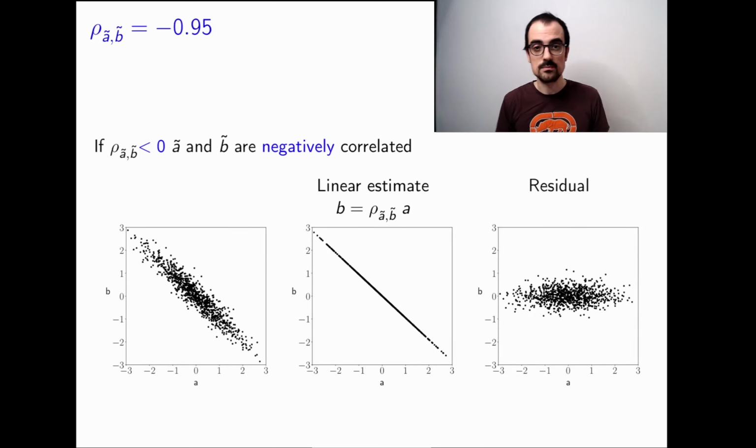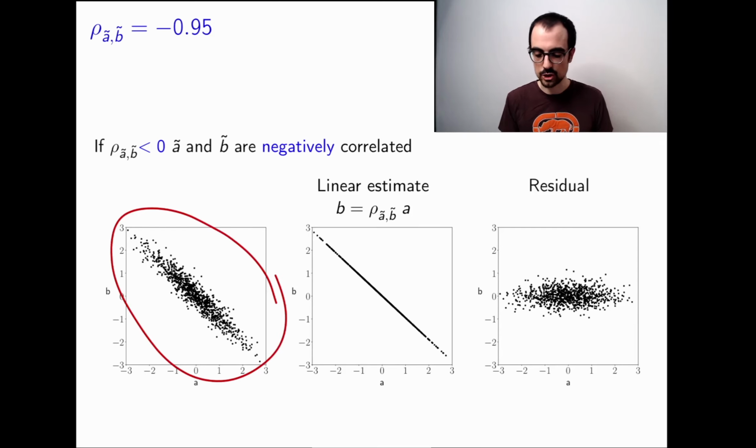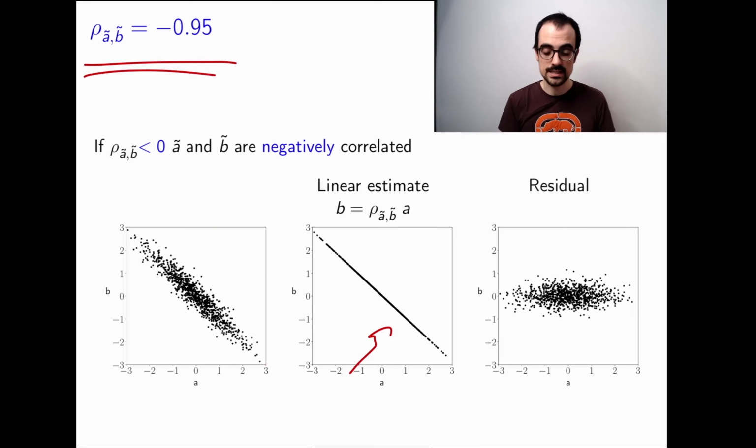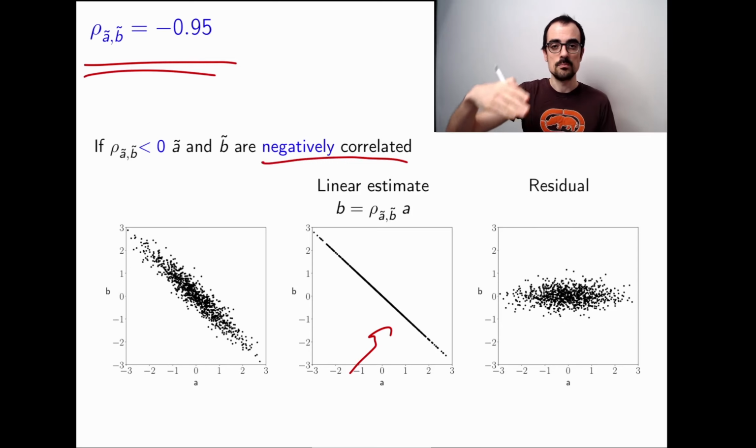In the rightmost graph of our examples, we said that this kind of looks as if B is inversely proportional to A, and we were right. When we look at the slope of the linear approximation, it's negative. The correlation coefficient is negative. In those cases, we say that the random variables are negatively correlated. So they are linearly dependent, but there's this negative correlation because essentially one is inversely proportional to the other.